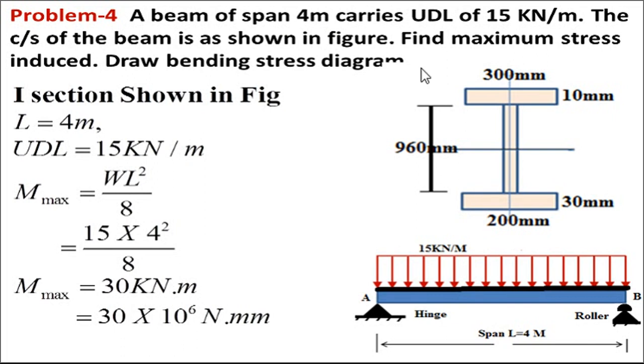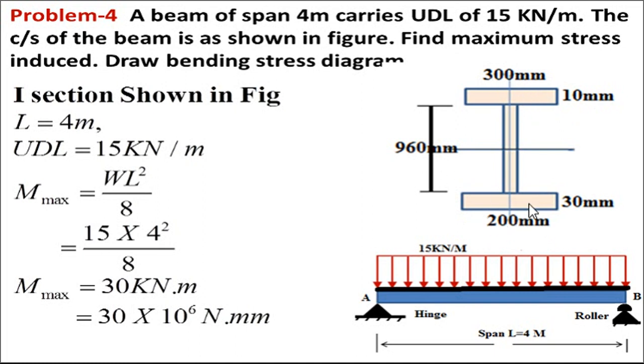So here a beam is given of span 4 meter, which is loaded with a UDL of 15 kilonewton per meter, and an I section is given here. The depth of the web is 960, and this 30 plus this 10 means 40, so the total depth of this I section is 1000 mm. 960 plus 30 is 990, plus 10 is 1000. The width of the cross section, you can see, is 300 mm for the top flange, and the bottom flange is 200 mm.